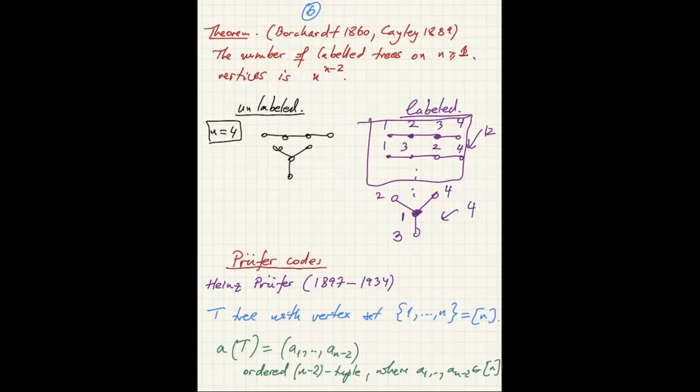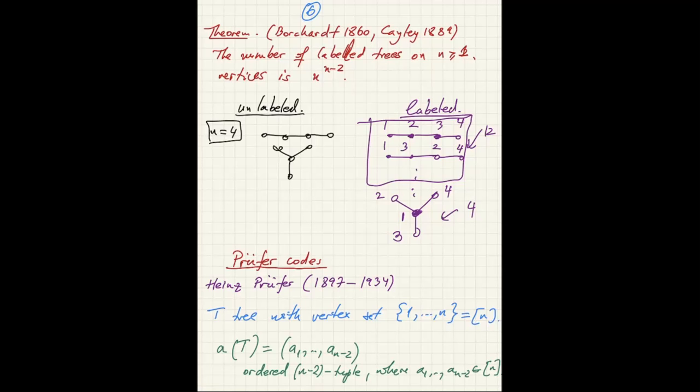And then we'll prove the more difficult part, which is that the collection of labeled trees on n vertices and the collection of all these ordered n minus 2 tuples with entries coming from the set 1 to n are in a bijection. So basically every tree is going to give me a unique Prufer code, and any code corresponds to a unique tree. And therefore, because these two sets are in a bijection, the number of labeled trees on n vertices will equal the number of these ordered n minus 2 tuples with entries from the set 1 to n. And that number is n to the power n minus 2.